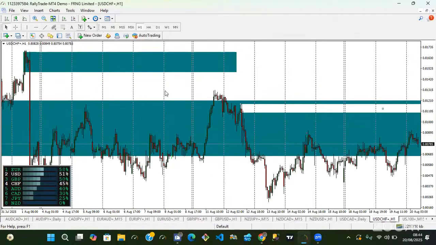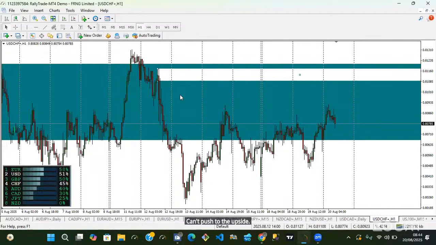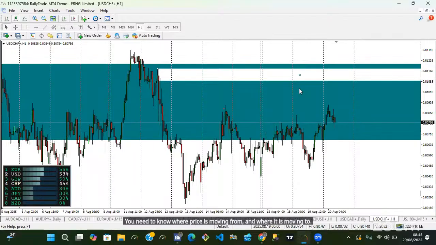Which means that price can push to the upside. It doesn't matter if you break structure to the upside. If it goes to the upside, it looks like an upward trend. You need to know where price is moving from and where it's moving to. And when it gets here, you can be shocked that, oh, it broke structure to the upside, so I'm looking at an upward trend.